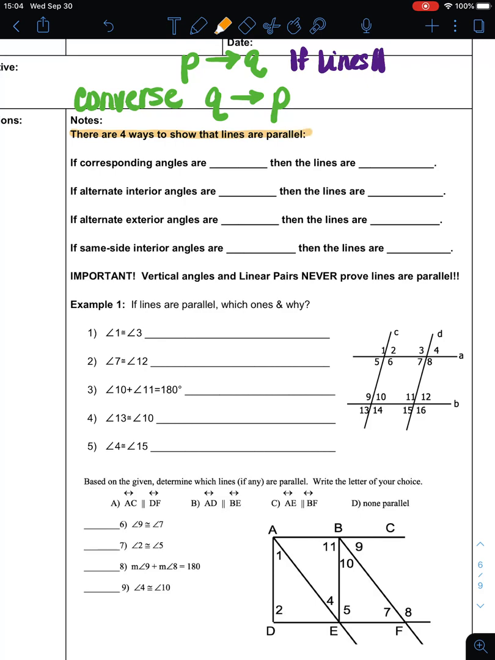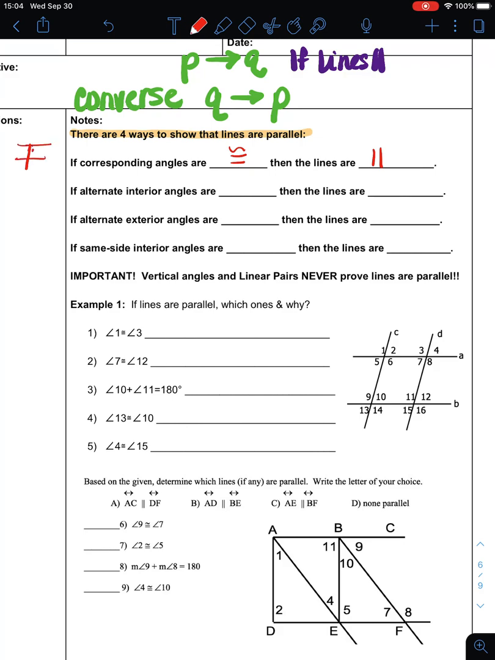So there are four ways to show that lines are parallel. It's using the converses of those theorems that we used in our last lesson. If corresponding angles are congruent, then that must mean that our lines are parallel. Originally, the conditional said if lines are parallel, then corresponding angles are congruent. We started knowing that the lines were parallel, therefore we could talk about the angles. Today, we're going to start knowing about the angles, and then we're going to talk about the lines being parallel.